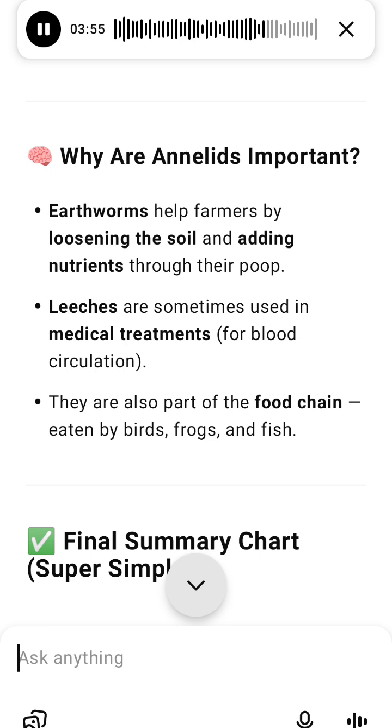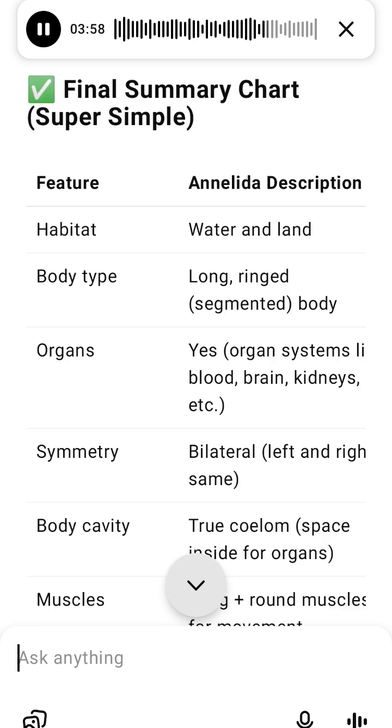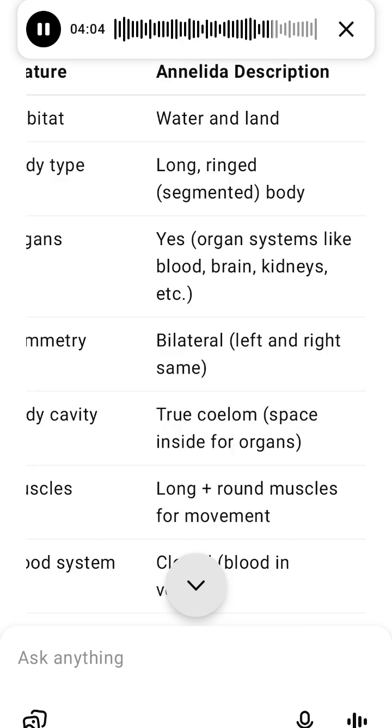Symmetry, bilateral, left and right same. Body cavity, true coelom, spaces inside for organs. Muscles, long round muscles for movement. Blood system, closed, blood in vessels.